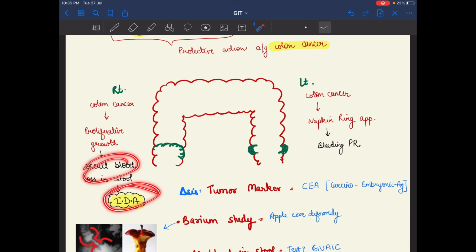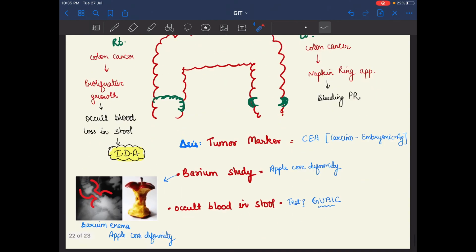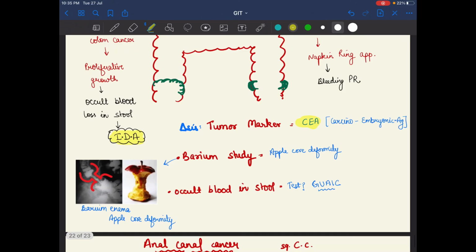Occult blood loss in stool leads to iron deficiency anemia because we can't see the blood in the stool. That's why it leads to iron deficiency anemia. So it is seen in proliferative growth, and in colon cancer, bleeding per rectum is seen. For the diagnosis, the tumor marker for colon cancer is CEA, carcinoembryonic antigen.